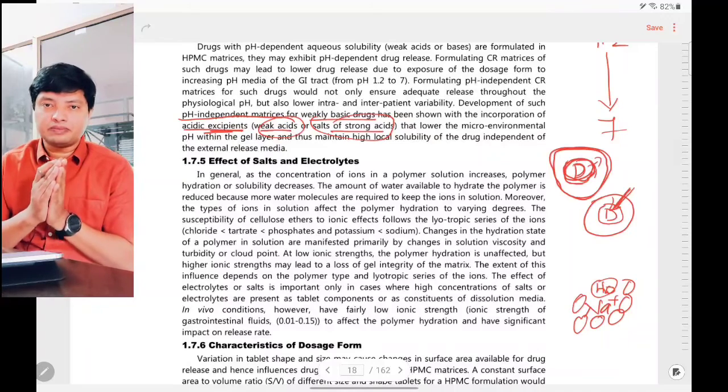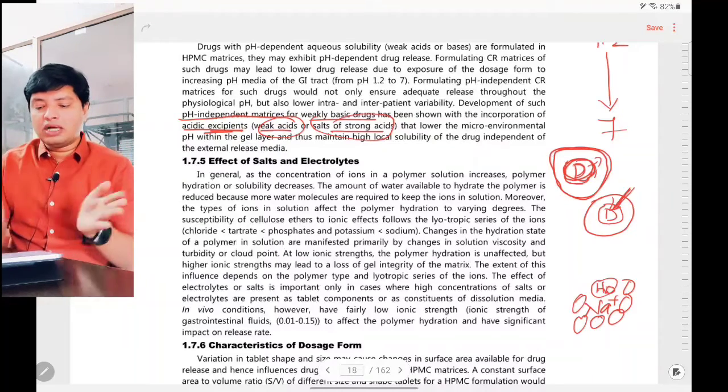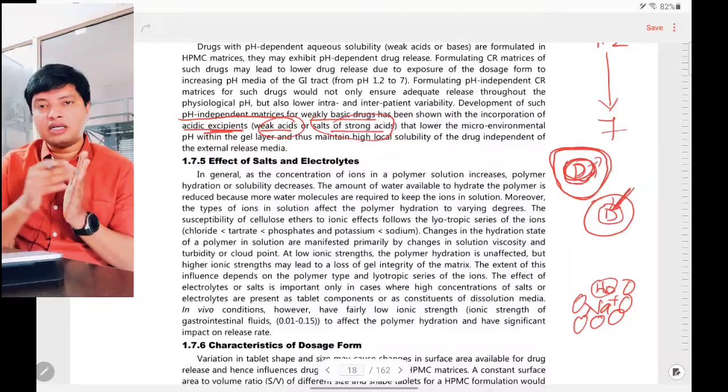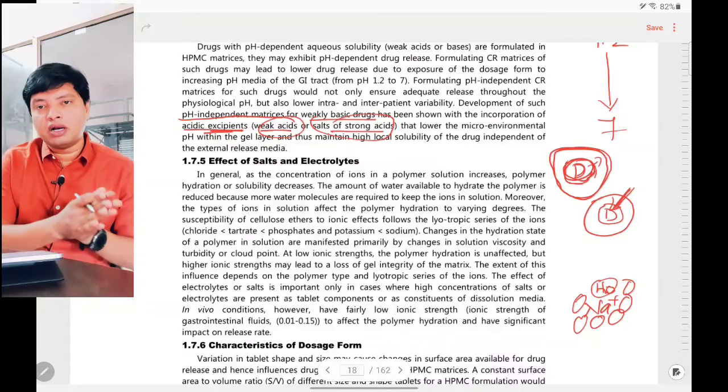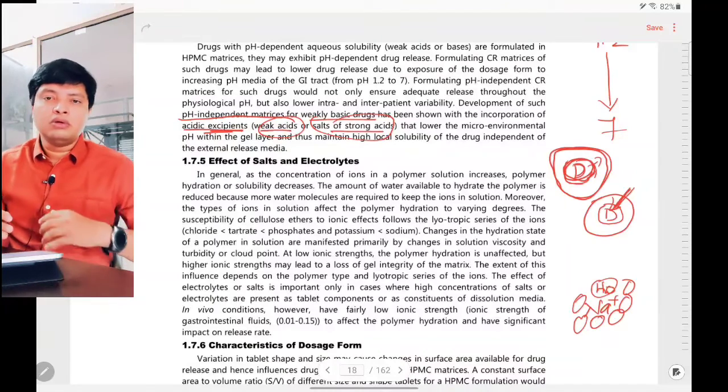To avoid this, this is how the salts and electrolytes will affect the release of the drug in my controlled and sustained release dosage form.